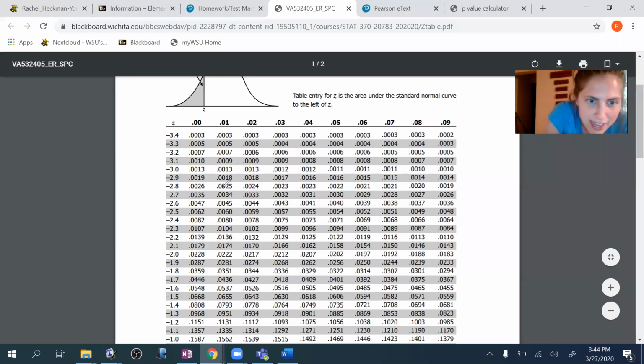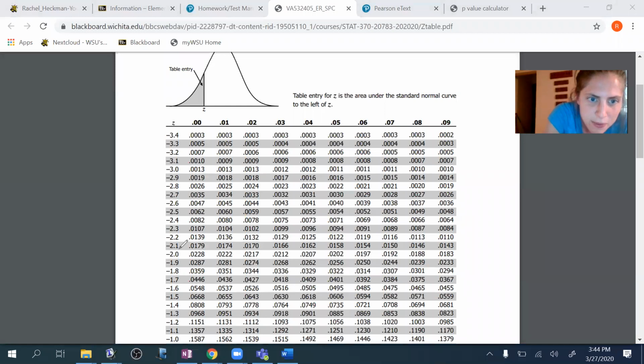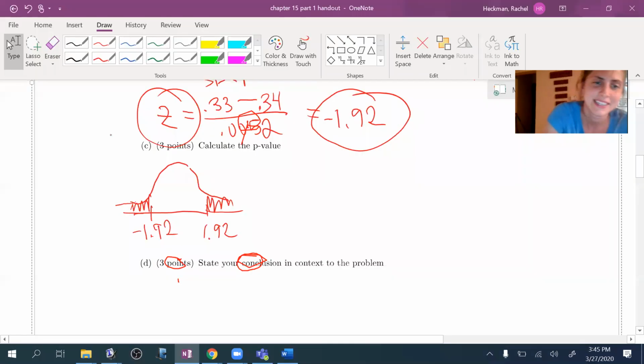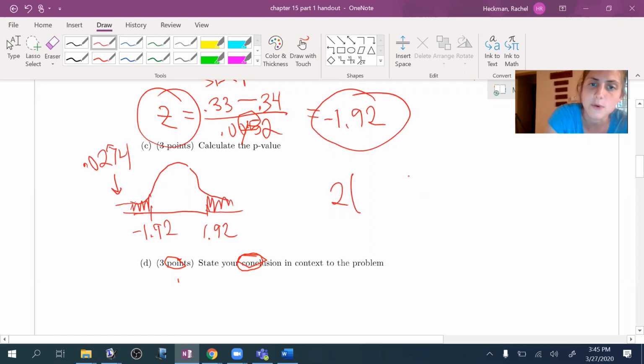So I have the negative 1.9 and the 2. So here's that, positive 0.0274. This side was the 0.0274. So what do I need to do to get this side? It's going to match because this is symmetric about 0. So this is why I multiply that number I found in my Z table by 2.